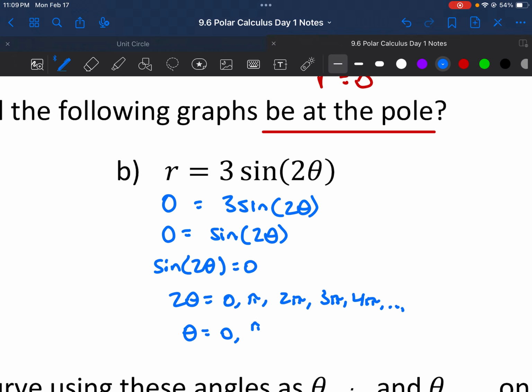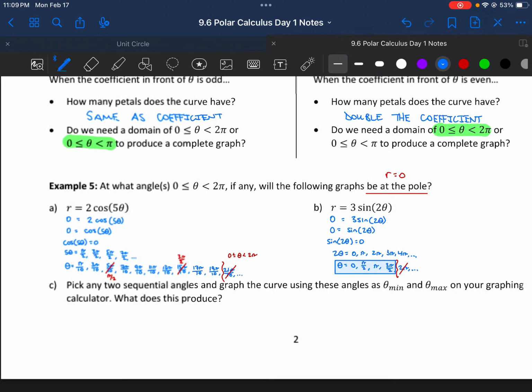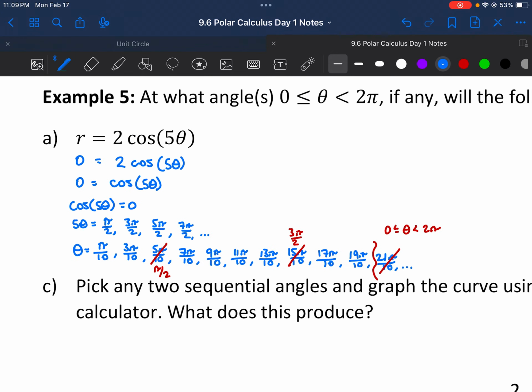0 divided by 2 is still 0. Pi divided by 2 is pi over 2. 2 pi over 2 is pi. 3 pi over 2. 4 pi over 2 is 2 pi. But we cut off here for the same reason, 0 to 2 pi. Let's box all these.